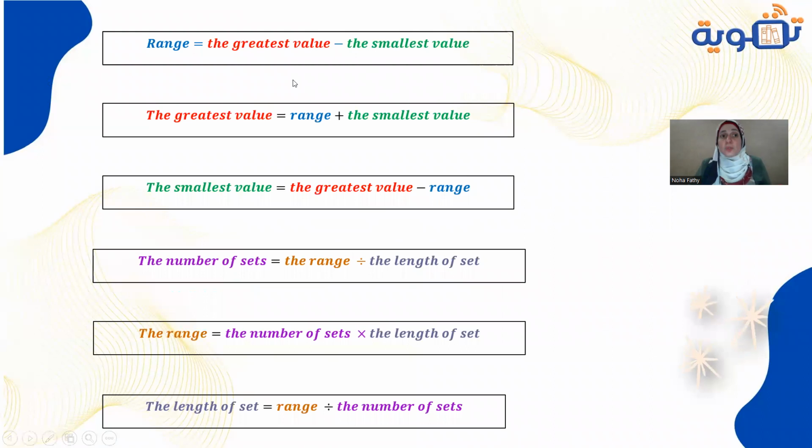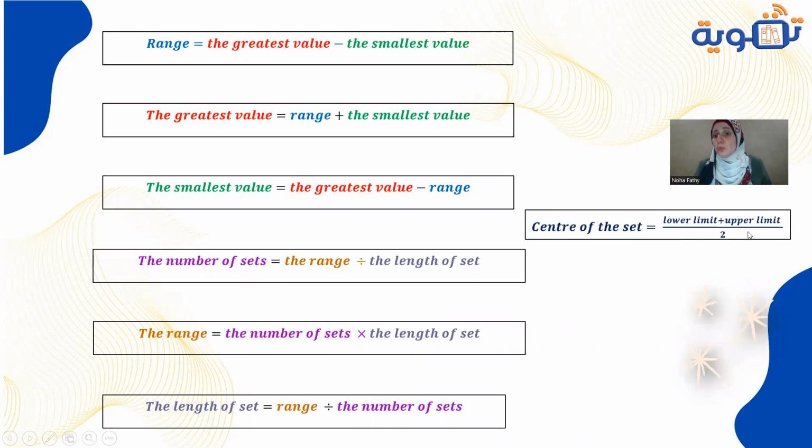In the statistics in the last unit, we have range. Range is very important: greatest value minus smallest value. If I want the greatest, range plus smallest. If you want the smallest, greatest minus range. And also, we can find the range another way: range equals number of sets times length of the set. So if I want the number of sets, range divided by length of the set. If I want the length of set, range divided by number of sets.